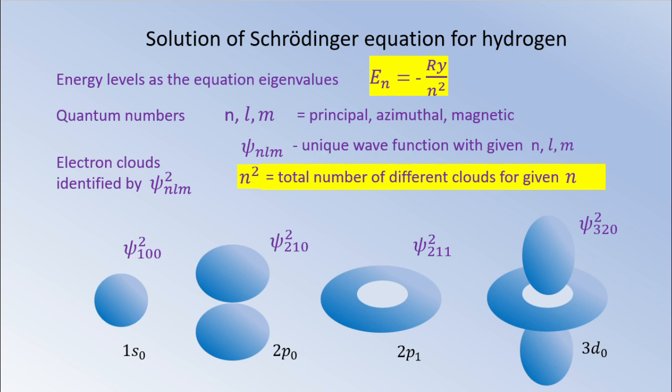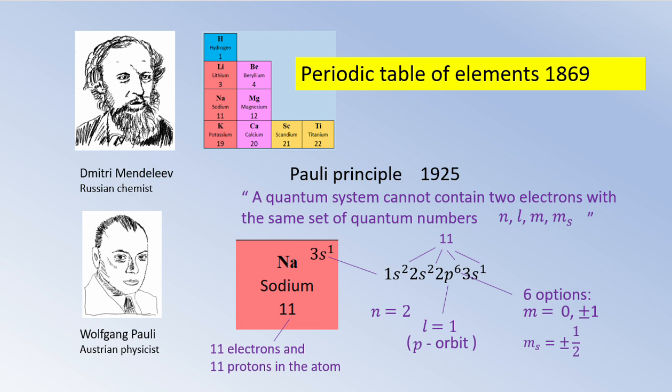For each value of quantum number n, there is only one eigenvalue of energy, En equals minus Rydberg divided by n squared. But at the same time, for each n, we have n squared electron clouds of different types with different values of l and m. Electron clouds with the same quantum number n form so-called shells in multi-electron atoms other than hydrogen. And now we move on to chemistry and the periodic table of elements.